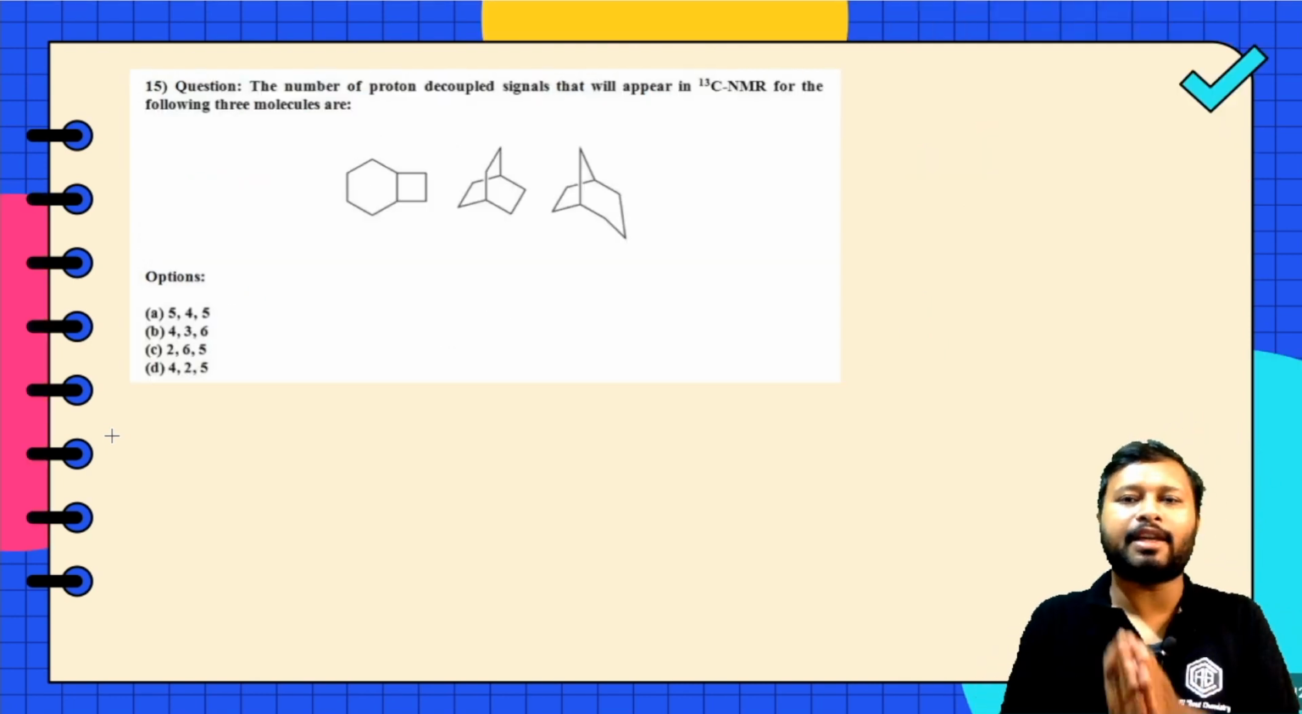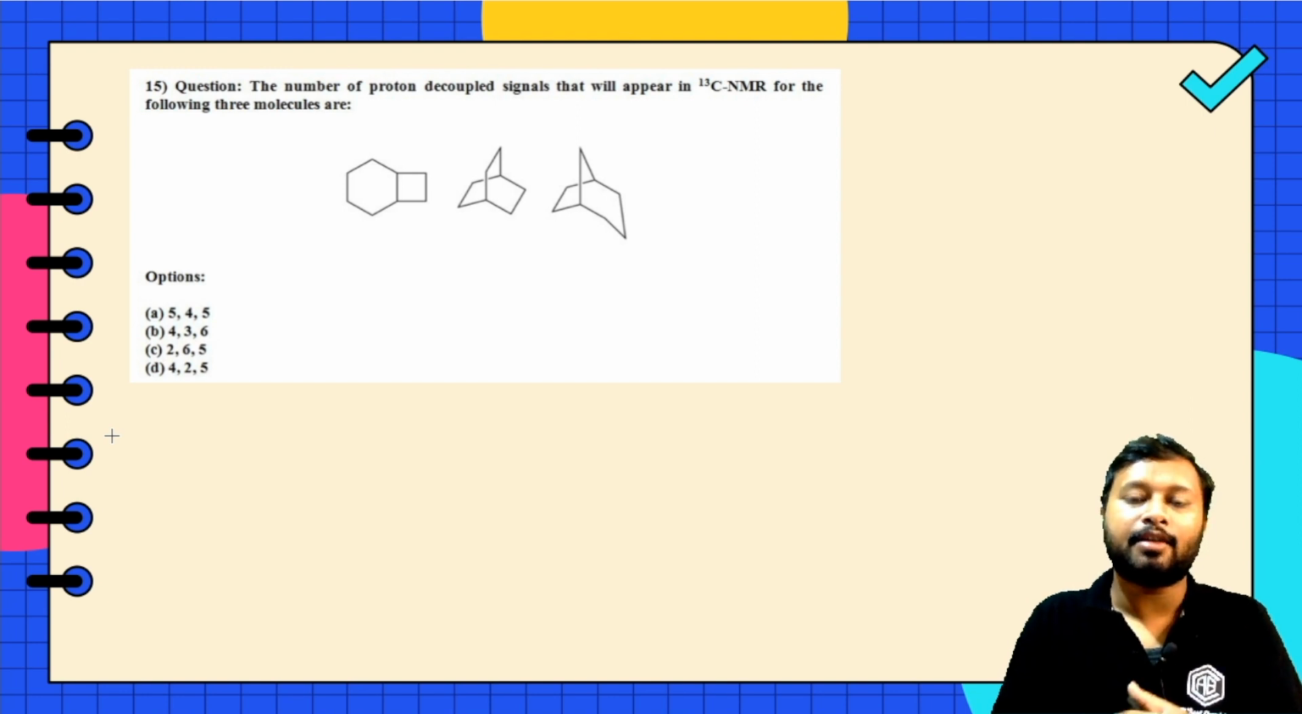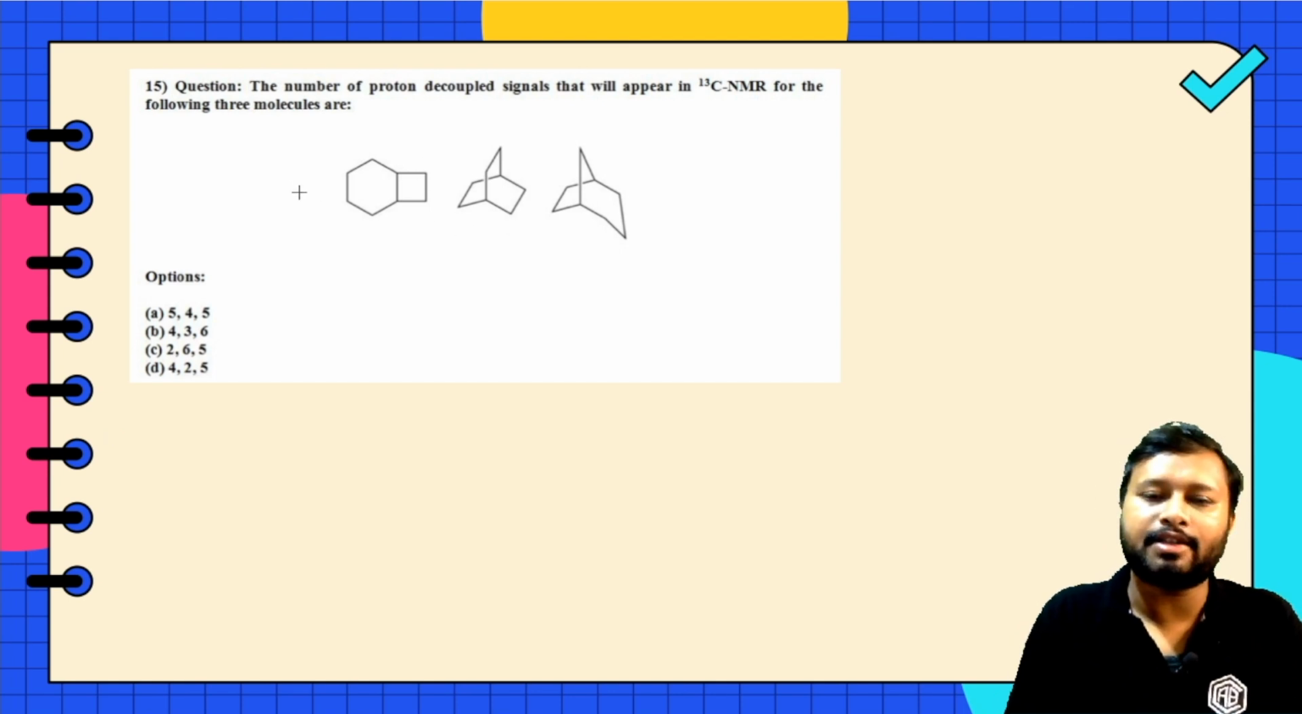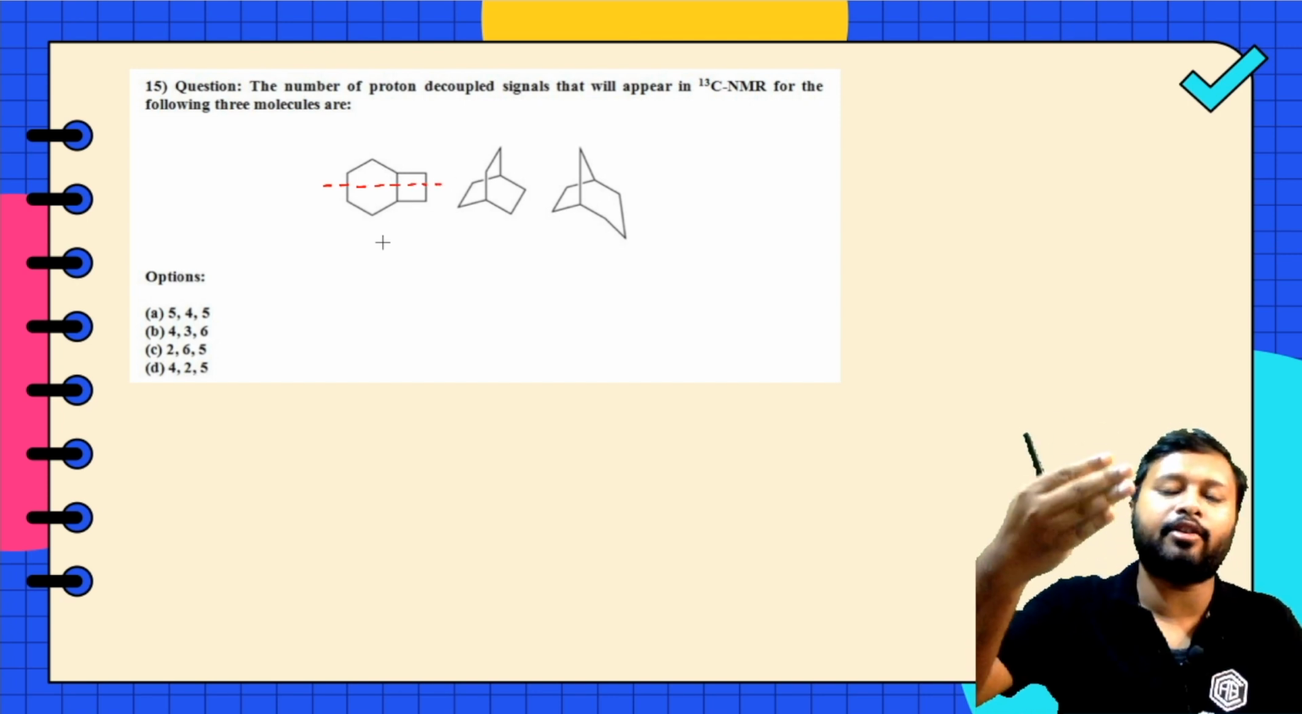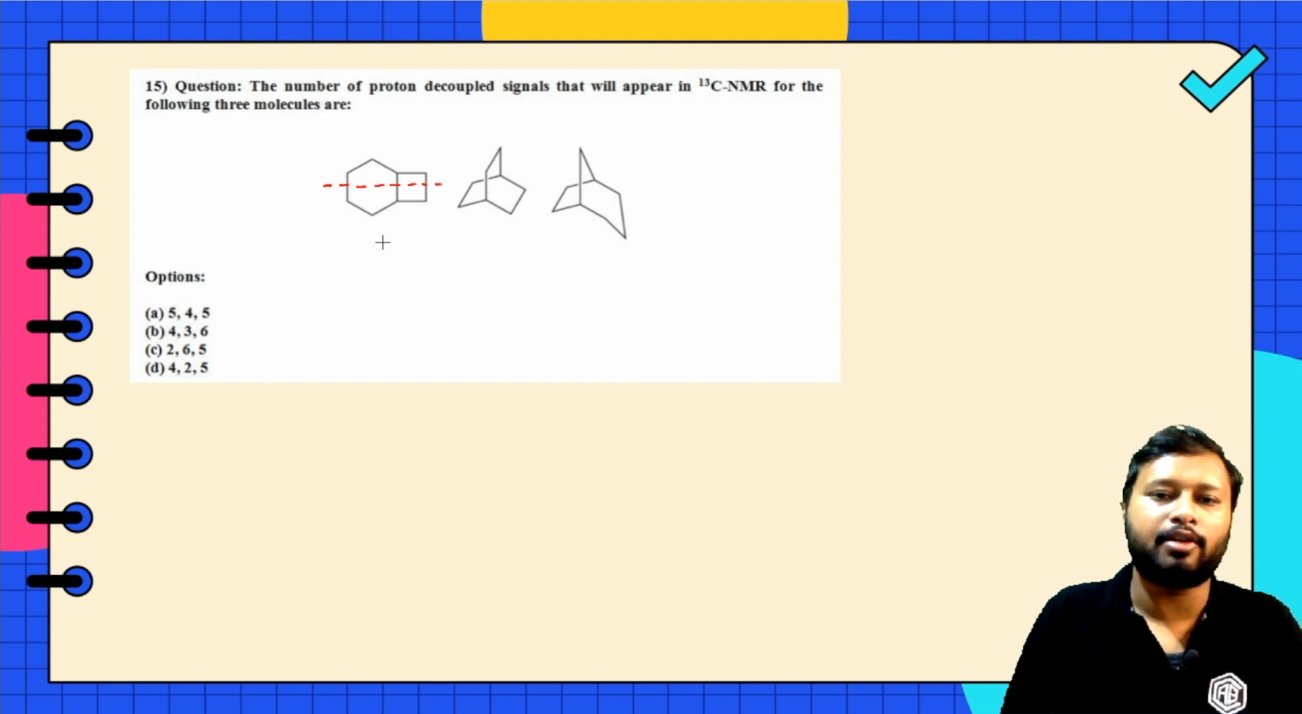Okay, here come the easy ones. It says: the number of proton decoupled signals that will appear in the 13C NMR for the following molecules are. Whenever you are given this type of molecule, the easy way is to find the plane of symmetry. So if I draw it for this molecule, this is a plane of symmetry. Anything on one side of this plane is going to be similar to the other side. So if this is of type A, this is also going to be of type A.